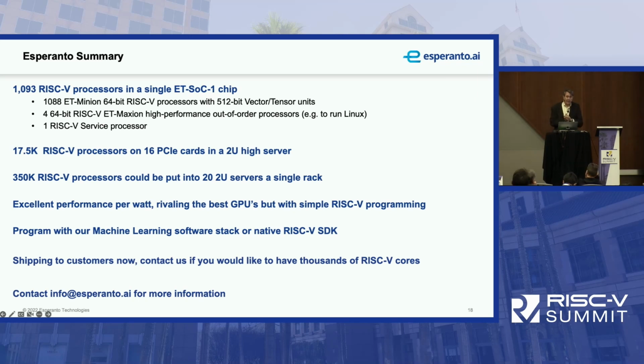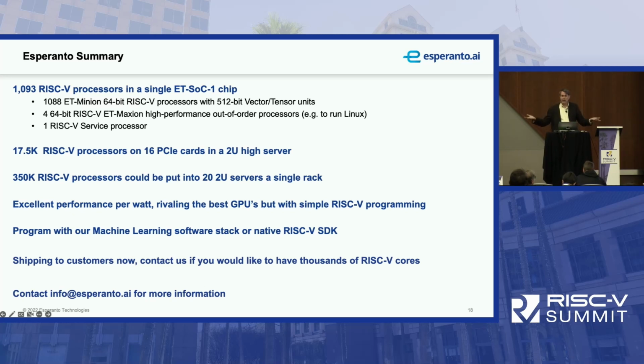So just summarizing here, I think we built something pretty incredible. We think it's the world's highest performance RISC-V chip. We have over 1,000 RISC-V cores on a single chip. We can put 17,500 cores just in a simple little server that anybody could have almost in their dorm room. In a computer rack, 350,000 servers here. We get excellent performance per watt with RISC-V, rivaling the best GPUs that are out here, but we've retained all the benefits of simple RISC-V programming.